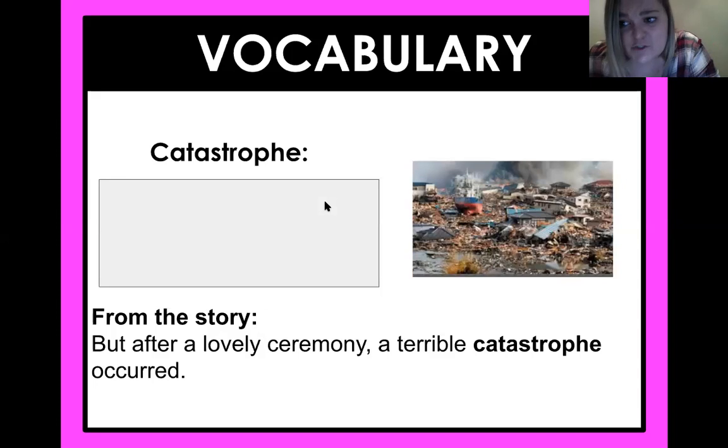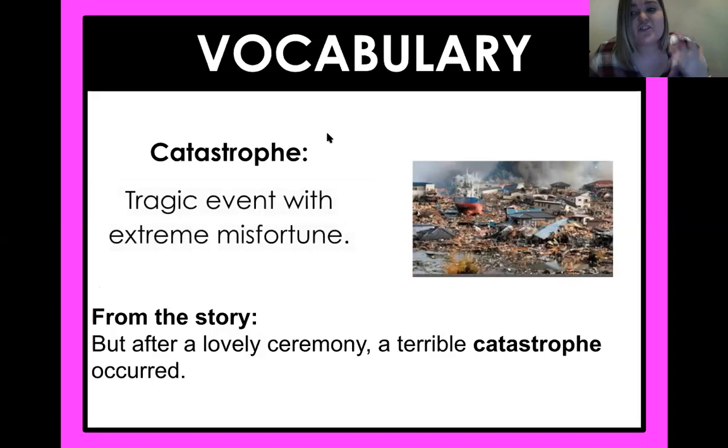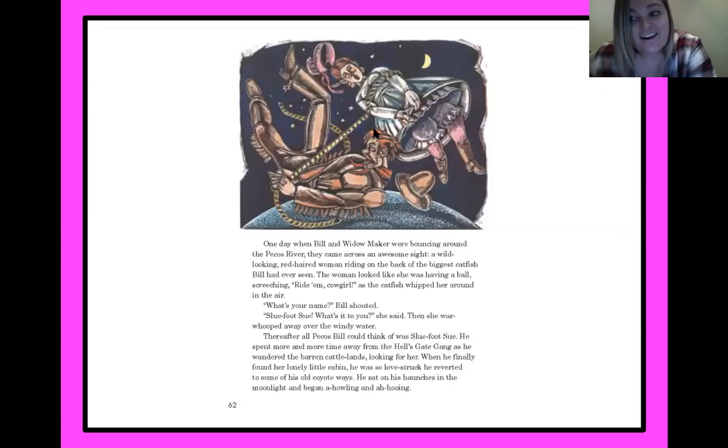What about a catastrophe? Have you ever heard someone say, this is a catastrophe? So from the story, it says, "But after a lovely ceremony, a terrible catastrophe occurred." We're looking at that picture. Y'all already figured it out. Great job. A catastrophe is a tragic event with extreme misfortune. So I know right now, some of those hurricanes could have been catastrophes if they destroyed a lot of stuff. It's a connection you can make to real life, which readers are always doing. Great job. All right, let's get on those cowboy hats, and we're taking it back to be with Pecos Bill.